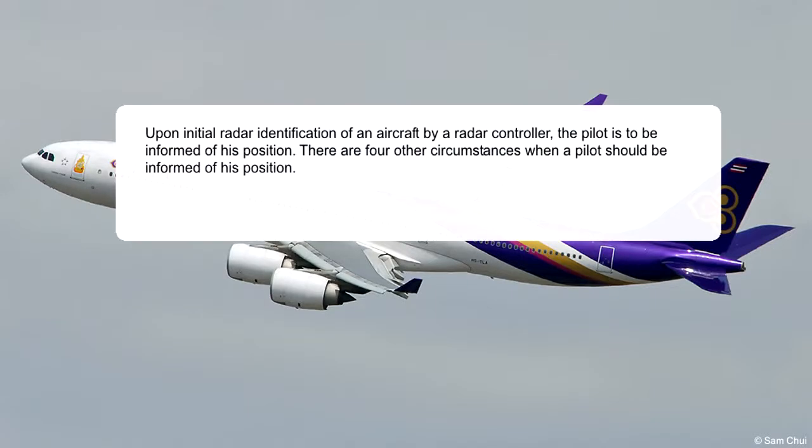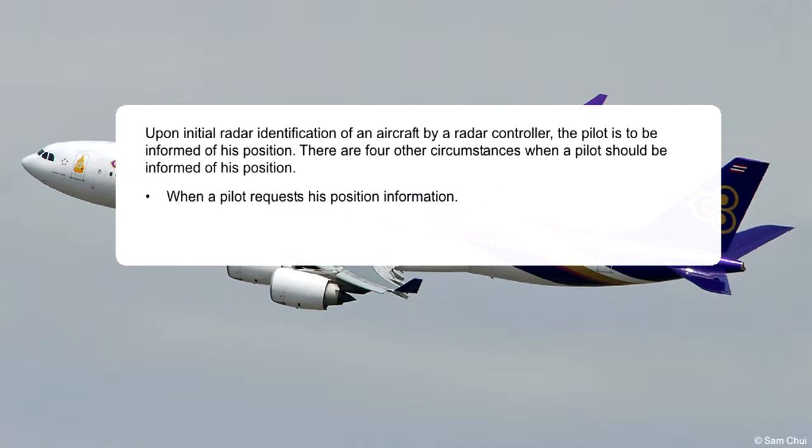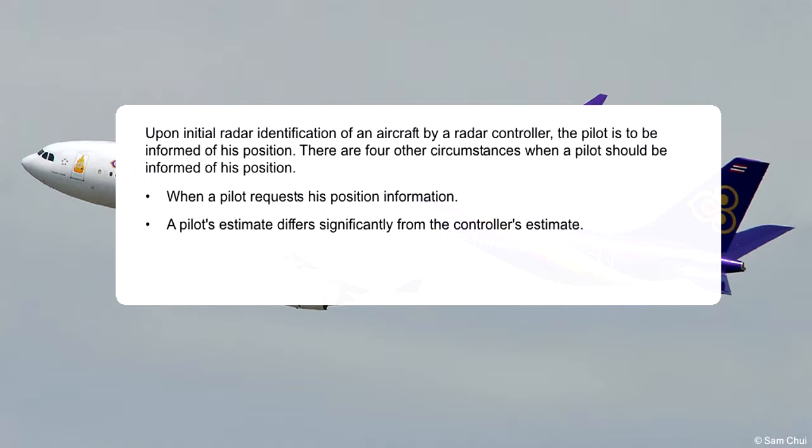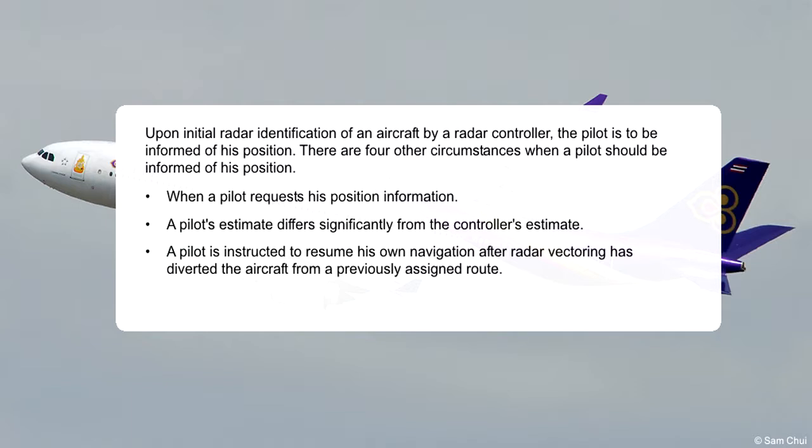You may recall that upon initial radar identification of an aircraft by a radar controller, the pilot is to be informed of his position. However, there are 4 other circumstances when a pilot should be informed of his position. The first is when a pilot requests his position information. The second is when a pilot's estimate differs significantly from the controller's estimate. The third is when a pilot is instructed to resume his own navigation after radar vectoring has diverted the aircraft from a previously assigned route. And lastly, an aircraft's position report should be given immediately before terminating a radar service.